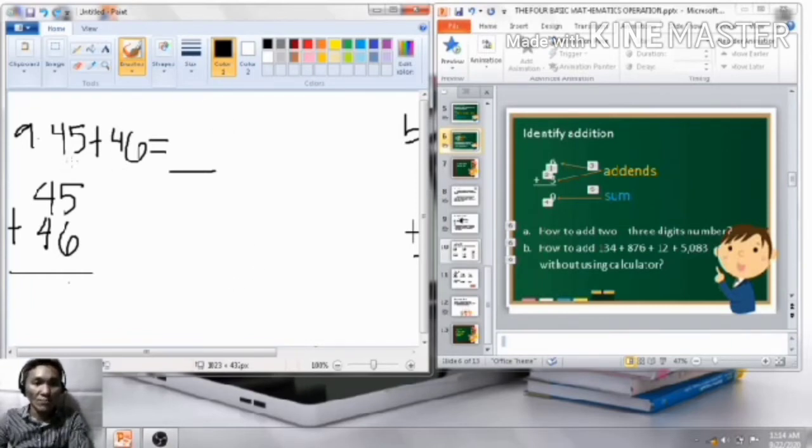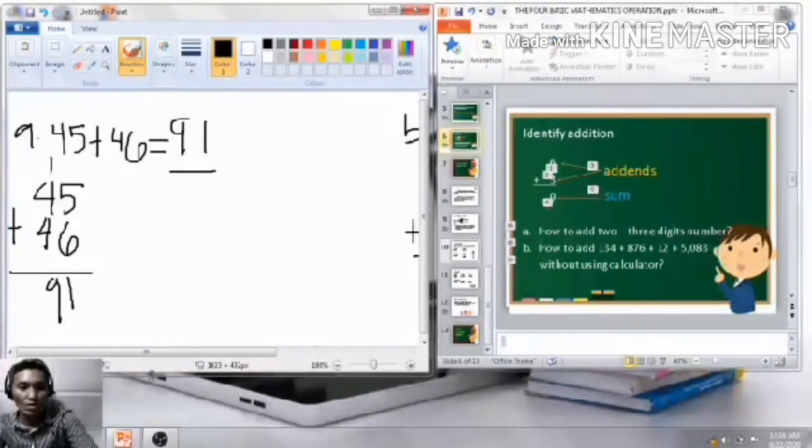So here I will write, for example, 45 plus 46. I will write it in a horizontal way, but to easily solve that problem, we will write it in a vertical way. Okay, 45 plus 46. First we have to add the ones followed by the tens. 5 plus 6 becomes 11. Do not write 11 here, that is wrong. So carry the 1 to the top. Next, 1 plus 4 becomes 5, plus 4 becomes 9. Therefore, 45 plus 46 equals 91. That is the answer to letter A.